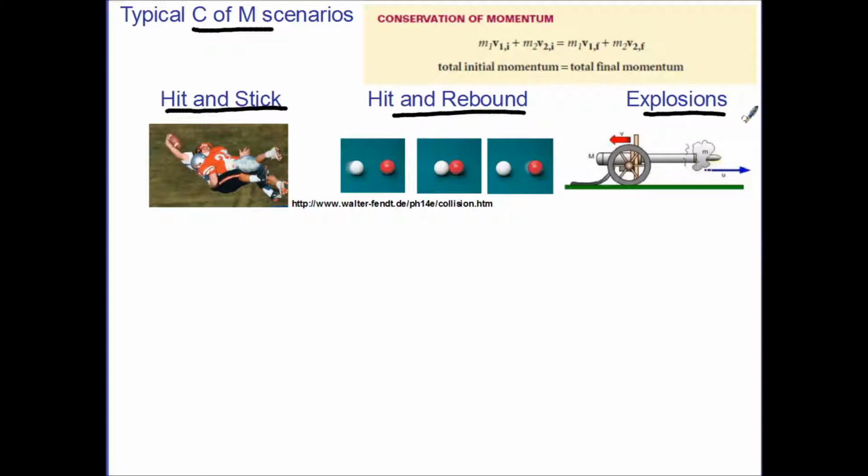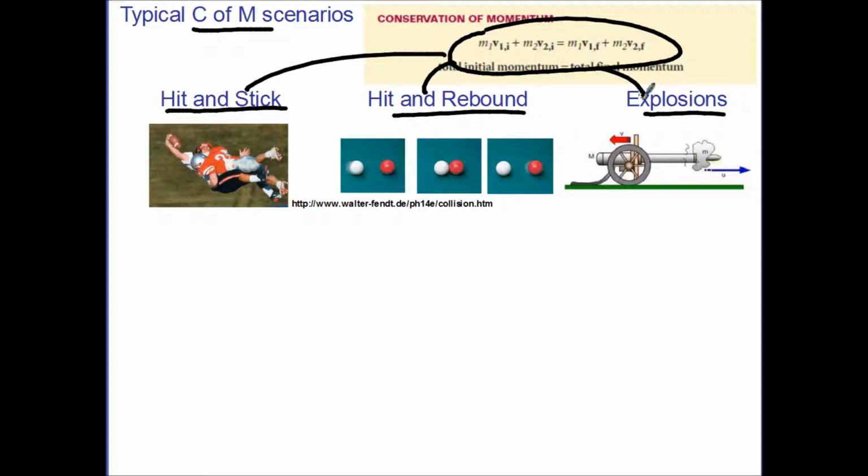These are not talked about in the book, but these are 3 common conservation of momentum scenarios. So again, we're going to show you how this equation can be written for each one of these things here. Let's look at hit and stick first. A common example of hit and stick would be 2 football players that hit and stick together.